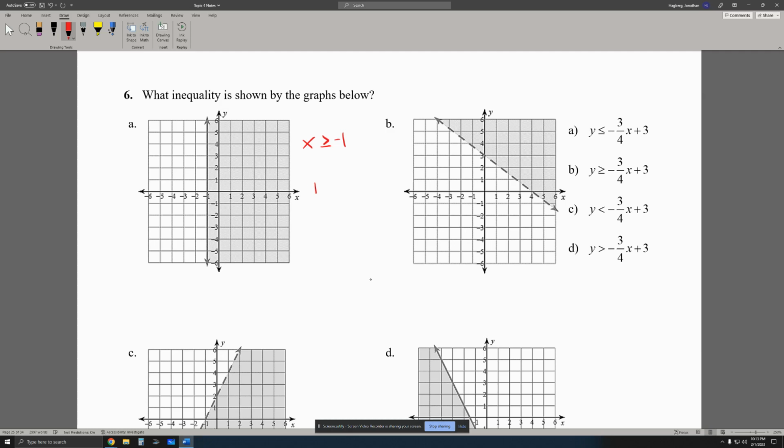We can always check our answer by plugging in the test point 0, 0. Plugging in 0, is 0 greater than or equal to negative 1? Yes, that's true. So we do want to shade in the side containing 0, 0.